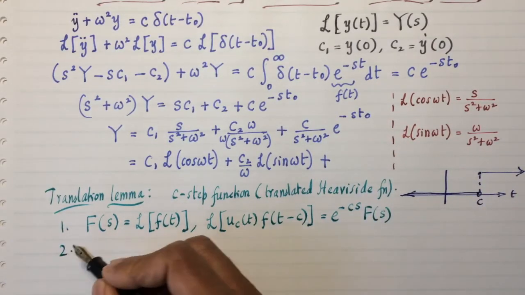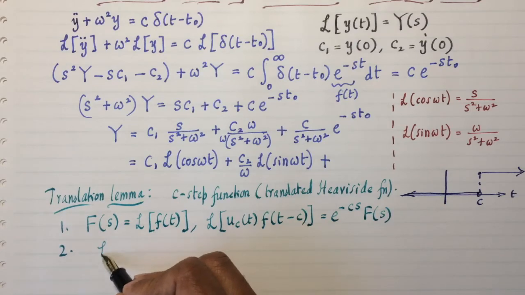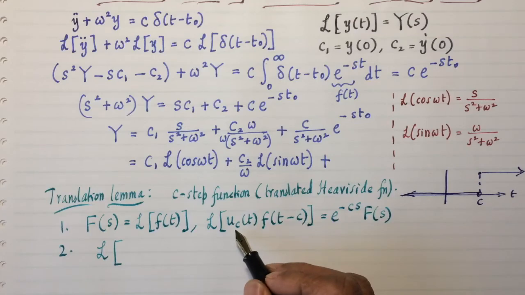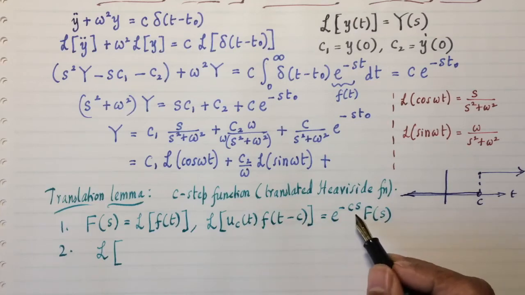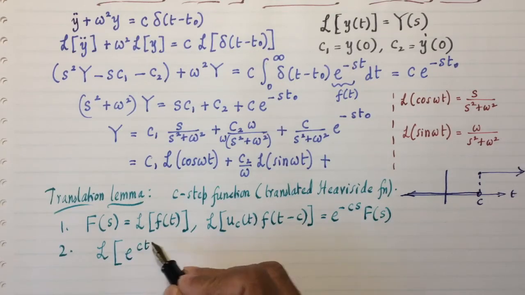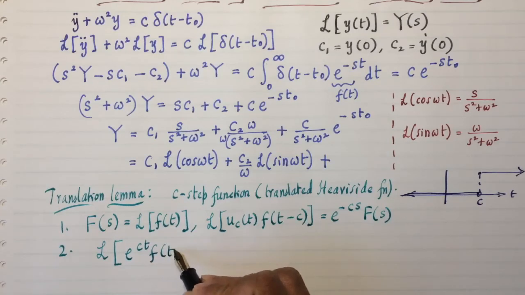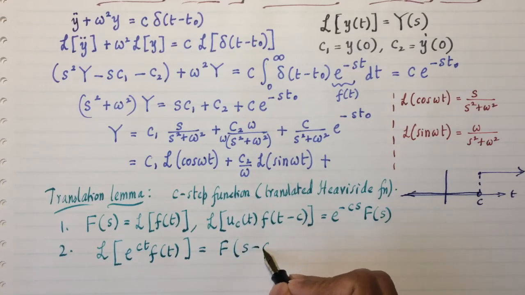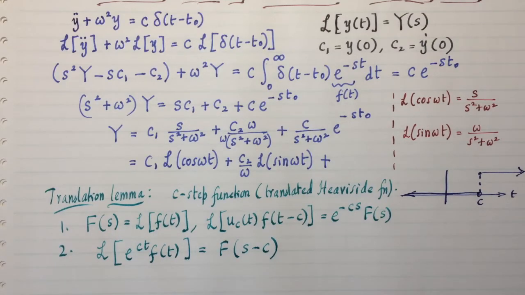The second lemma is like the yin and the yang. If you multiply the function with the c-step function, then you get e to the minus cs F of s. But what if you multiply the function with e to the ct instead? Then you get the Laplace transform translated by c. Both these lemmas are very easy to prove. It's just following the definition, and it's done in the notes.